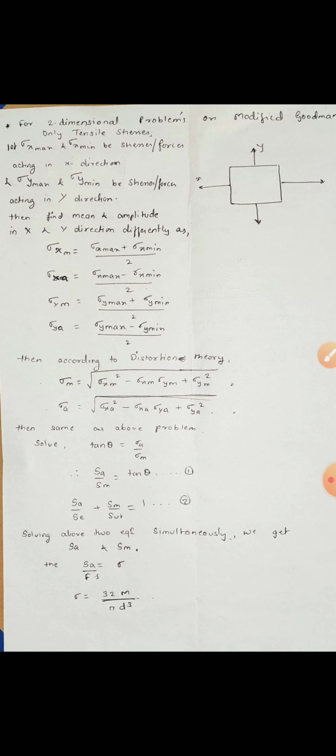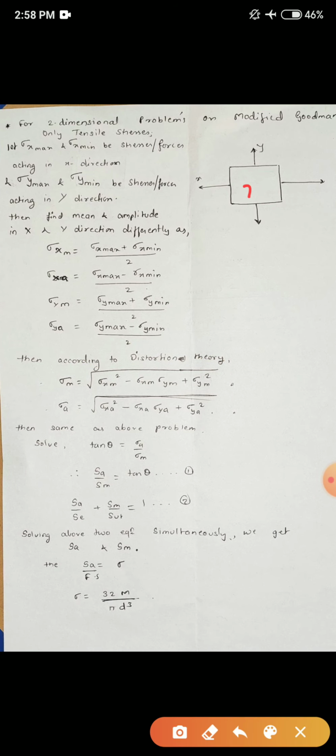There are two types. The first type is in which tensile stress is acting in the x as well as y direction, and the second type is tensile stress acting in the x direction and torsional shear stress acting in the second direction. Now starting with the first type, let us see the diagram as shown in the figure.